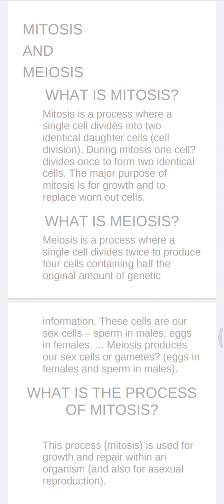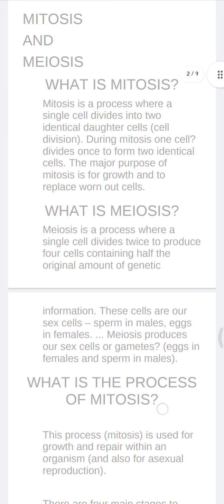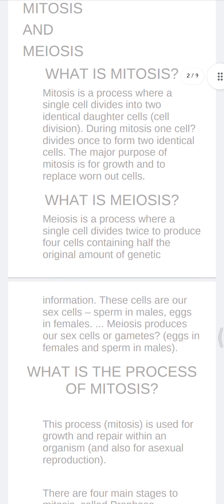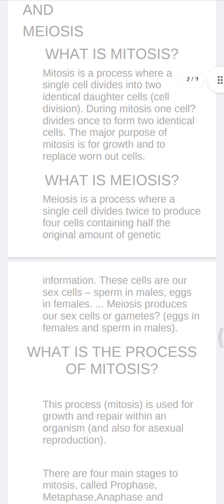Mitosis is a process where a single cell divides into two identical daughter cells. During mitosis, there's only one cell, and once it divides, it forms at least two identical cells. The major purpose of mitosis is for growth and to replace worn out cells.